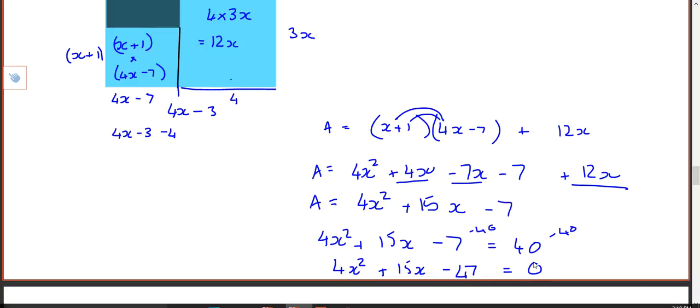Something's wrong because I should have a 9x. Where did I go wrong? I've collected something together wrong, haven't I? Oh yeah, so that's minus 3 plus 12 should be 9. We know it should be 9. These things happen, don't they?